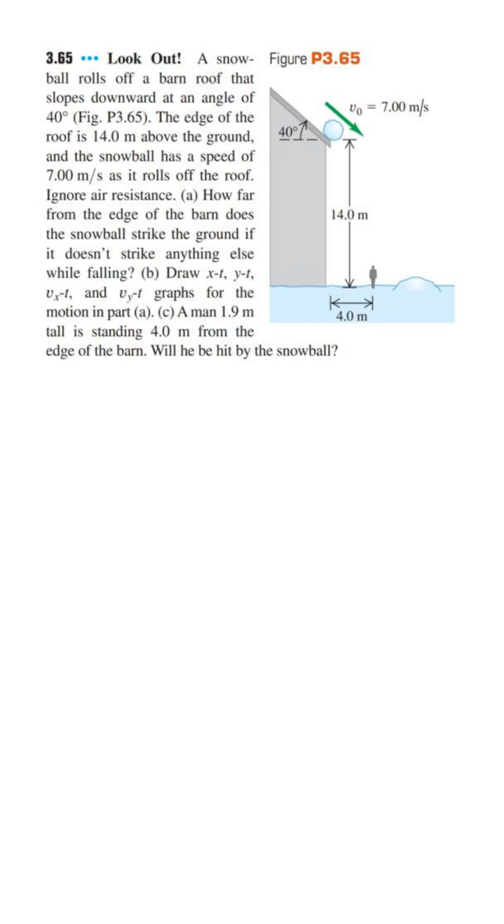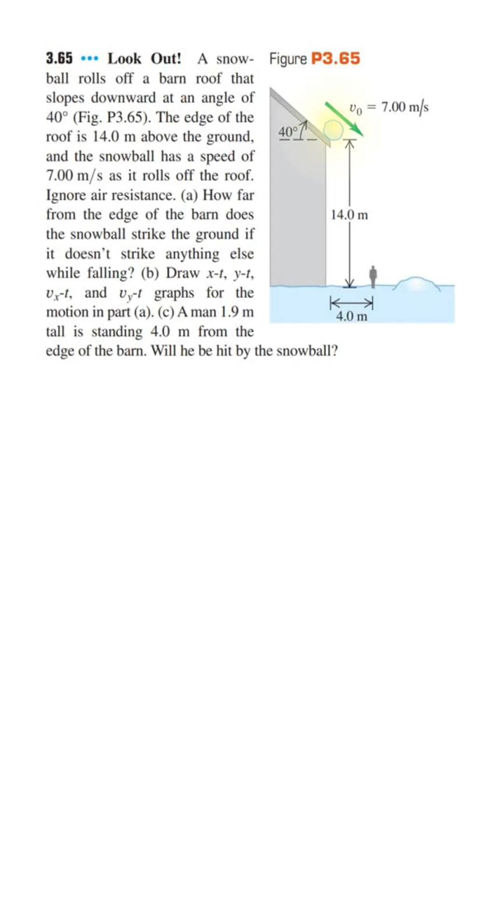B. Draw x-t, y-t, v sub x-t, and v sub y-t graphs for the motion in part A. C. A man 1.9 meters tall is standing 4.0 meters from the edge of the barn. Will he be hit by the snowball?